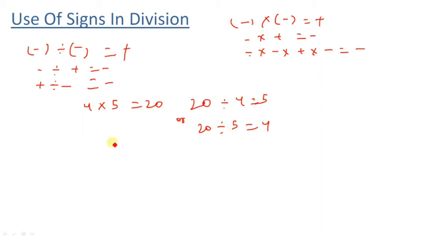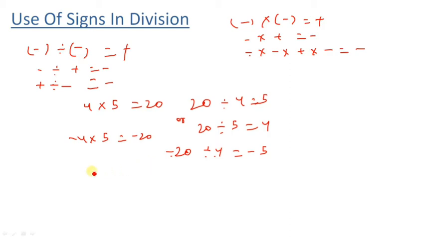Now, look, if I have minus 4 into 5, the answer is minus 20. Now, we can write this as minus 20 divided by 4. Here minus is divided by plus, so different signs are there, so the answer will be minus 5. So basically, division is the opposite of multiplication. Now let us see one more property.